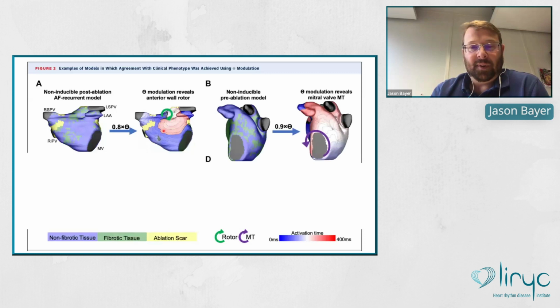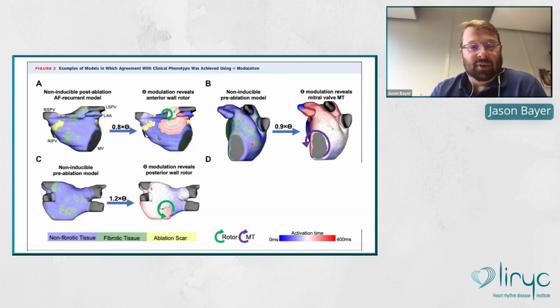And again here, here's an example of the macro reentrant tachycardia. Here's one around the mitral valve. And again, they only got this pre-ablation. This is what the patient had before. And they only got this when they, again, reduced the CV in the model.